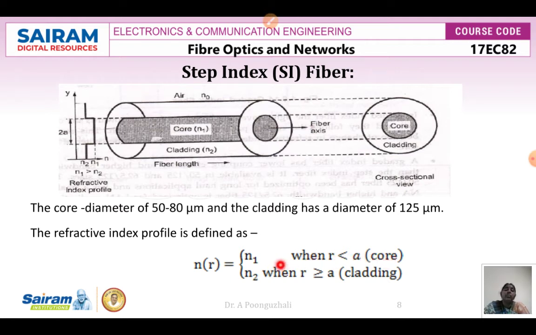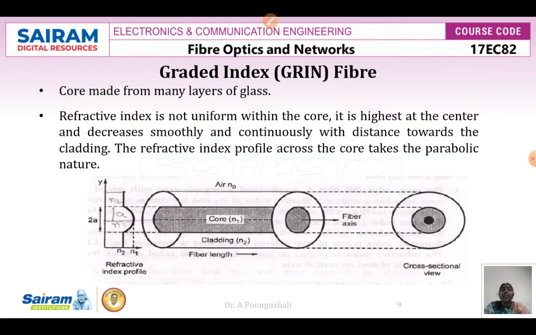So core means it is going to have a refractive index n1. And when the radial distance is greater than or equal to a, that is your axis of the fiber, then it is going to represent your cladding. That means it is going to represent your refractive index n2. Next is graded index fiber.